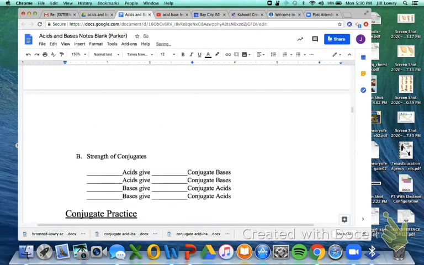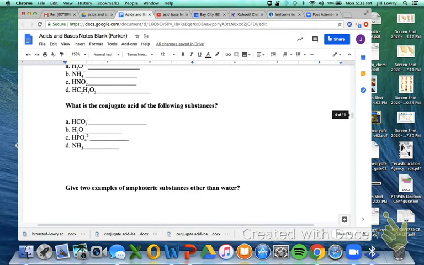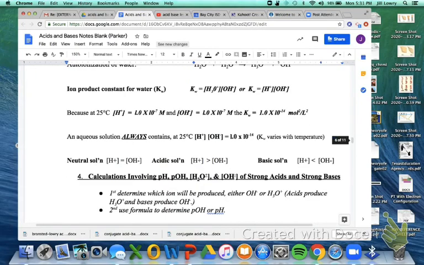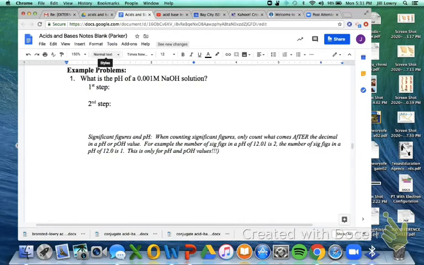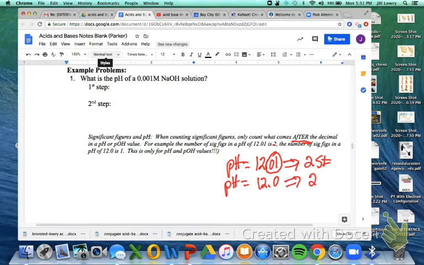An important thing about sig figs here on our pH scales, because I know how much y'all love sig figs, and they're a little bit different. And it's kind of a pain. So that's what this little italicized statement says. Significant figures in pH: when counting significant figures, only count what comes after the decimal in a pH or a pOH value. For example, if my pH is equal to 12.01, that has 2 sig figs. We only count what comes after the decimal, and that's because it's a logarithmic scale. If I had a pH equal to 12.0, that would be one significant figure.